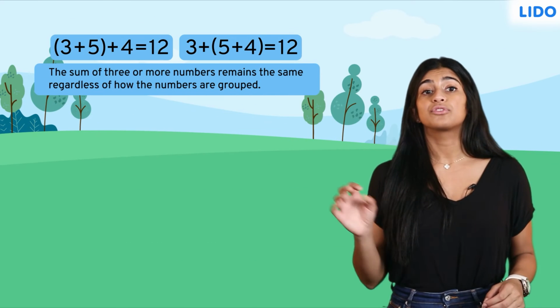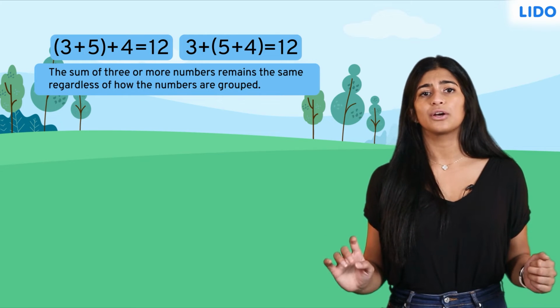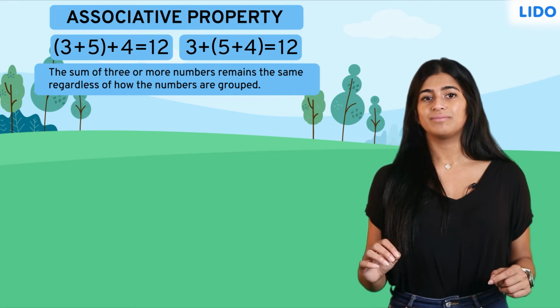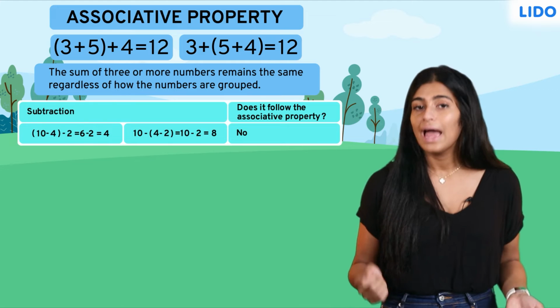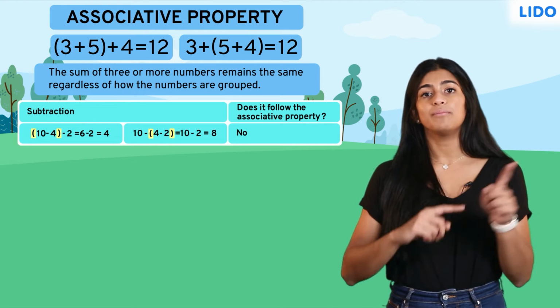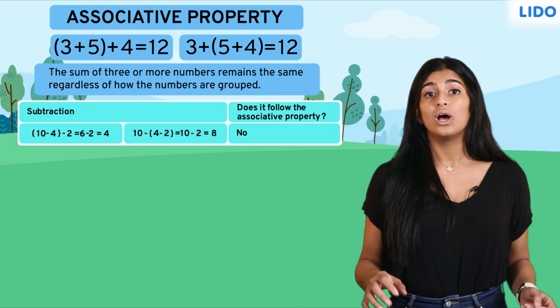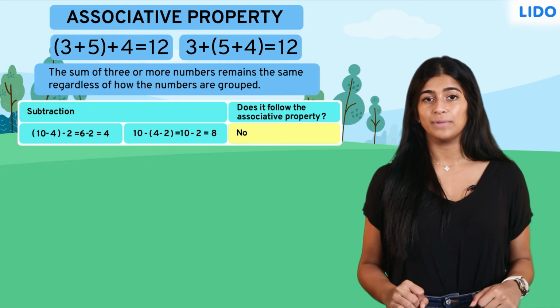This means that the sum of 3 or more numbers remains the same regardless of how the numbers are grouped. This is the associative property of addition. Does the associative property work for subtraction too? As you can see, if we group the numbers differently to subtract, we get different answers. So, associative property does not hold true for subtracting numbers.